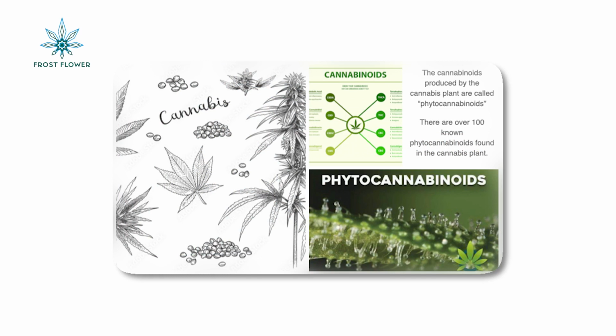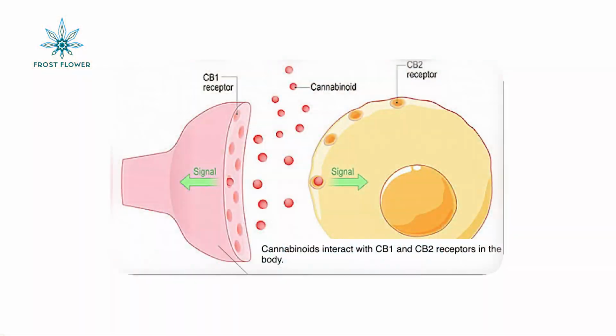There are over 113 known cannabinoids present in the cannabis plant, but most of the knowledge is about the two main ones that we'll be talking about very soon. So this is how the cannabinoids interact with those cannabinoid receptors. There are two kinds of cannabinoid receptors: the CB1 receptor and the CB2 receptor.